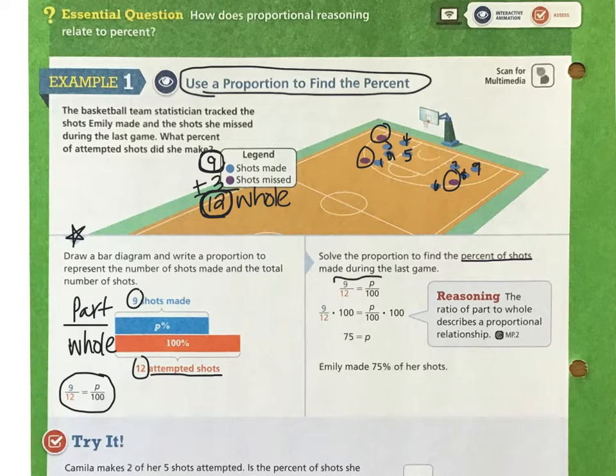So here's that proportion again. And we're going to solve this just like we solved the equations from before, where we had a division problem. And what we were missing was the top part of that expression. So we're going to multiply both parts by that denominator number, which is 100. And when we do that, we end up with 75, which means Emily made 75% of her shots.